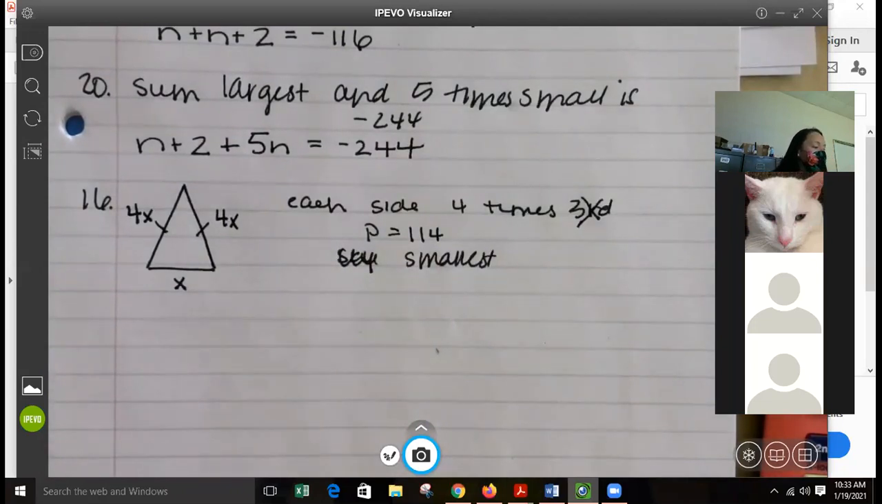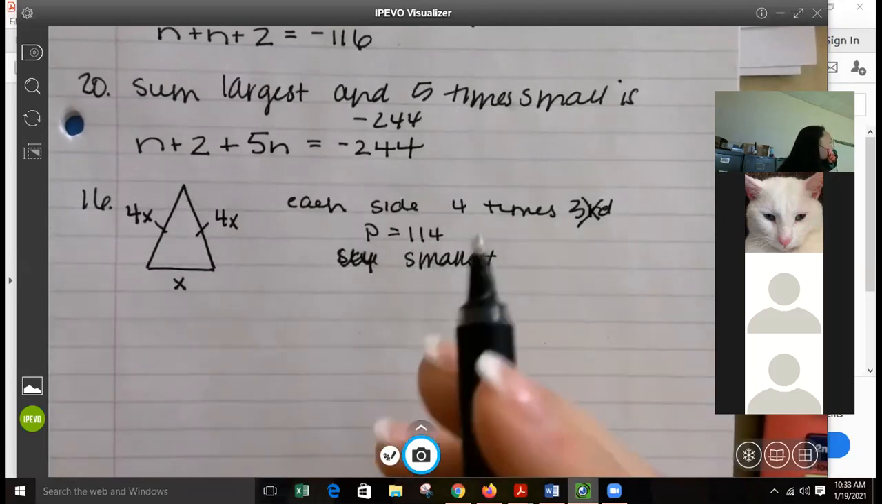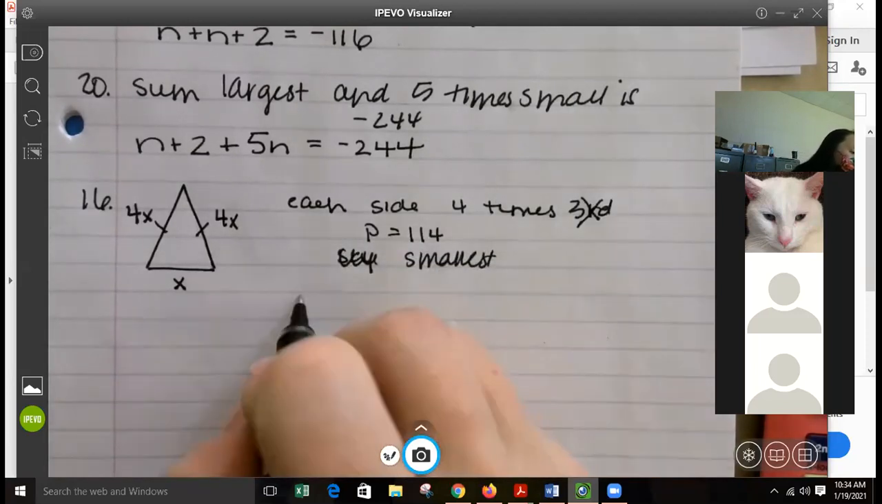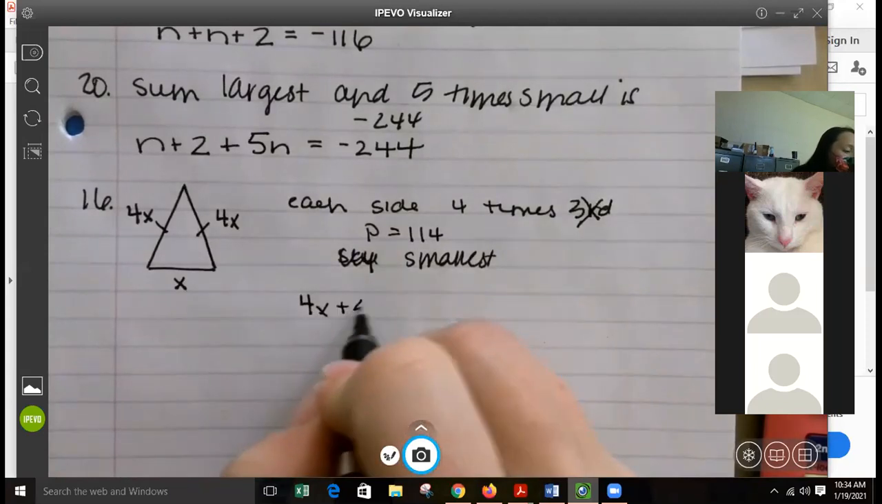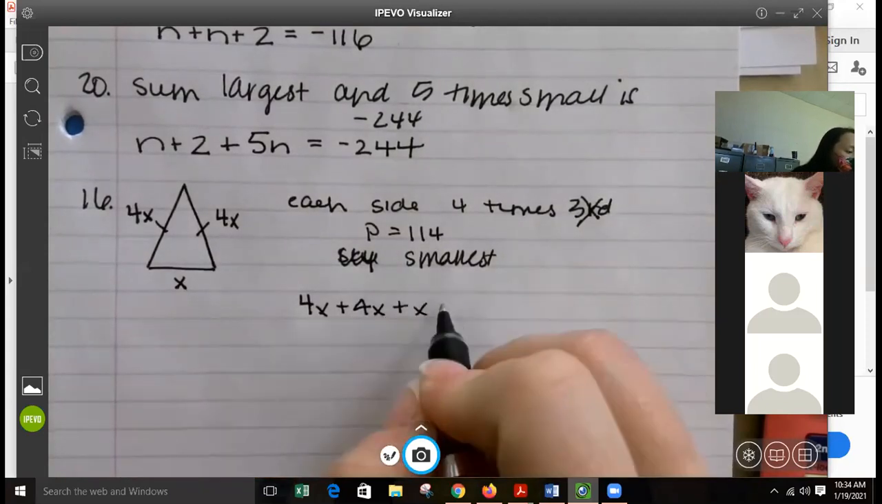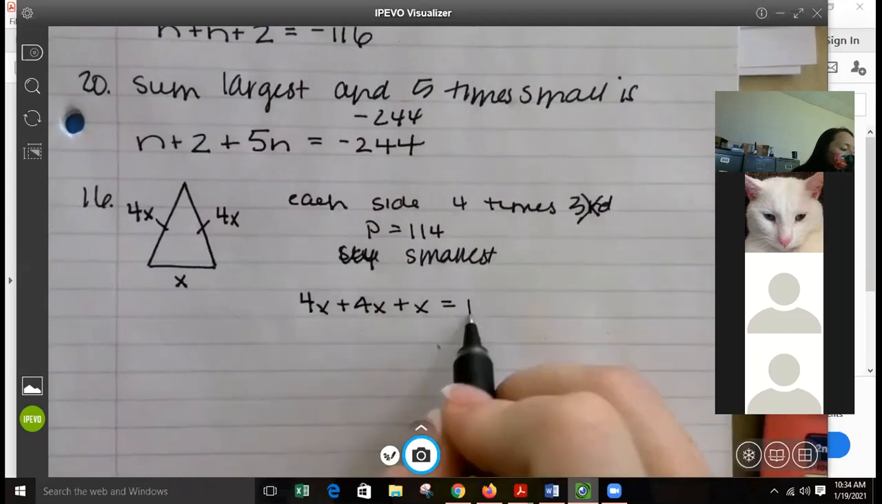If X is the third side, how do I do 4 times that? 4X. Thank you. So then how do we find perimeter? That's an easy question. Matthew, how do we find perimeter? Add up all the sides. We know it. So we're going to add the sides, 4x plus 4x plus x. It said our perimeter was 114.